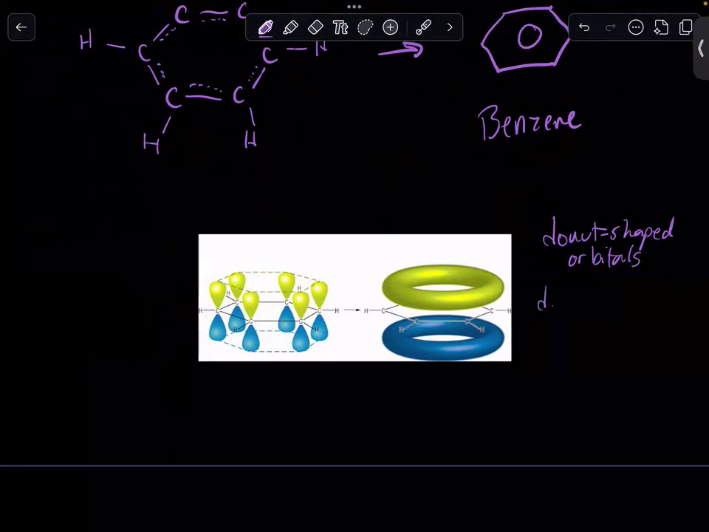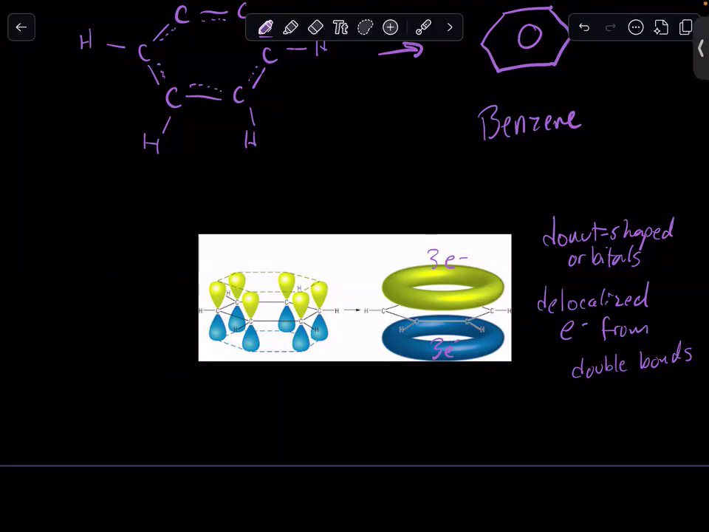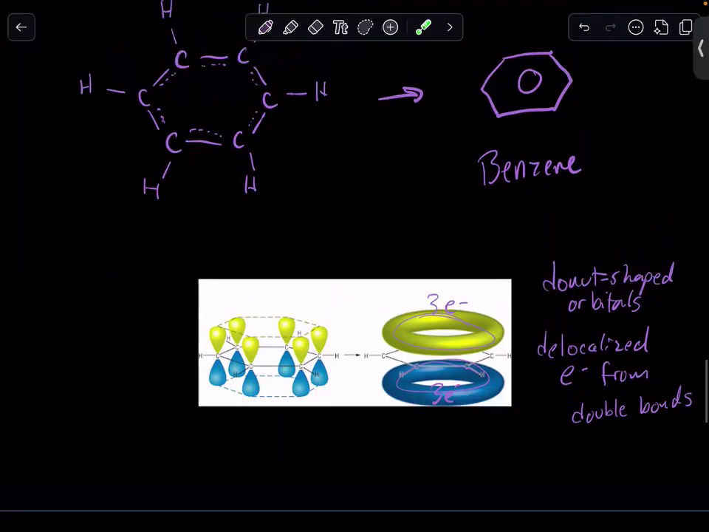And these hold the delocalized electrons from double bonds. So we're going to have 3 electrons in each of these, 1 electron from each double bond essentially, and they just kind of go in the circle and exist above and below the plane of the benzene molecule. So this is actually why we use the circle in our benzene shape, and the hexagon, of course, just represents the hexagonal shape of the carbon, carbon, carbon, carbon, carbon, carbon bond. So with that said, I hope this helps you understand a little bit more about benzene, and have a great day.